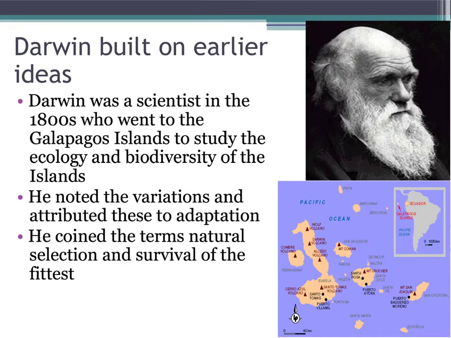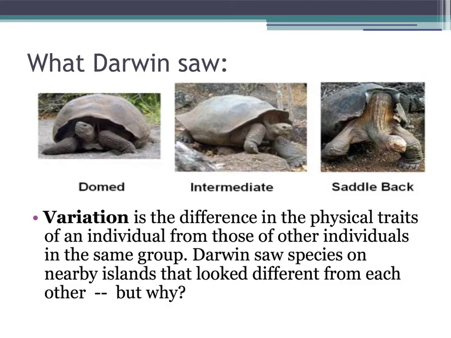That's crazy. So when he went there, he said, hey, things look different here than they do in England. Specifically, some of the animals do. Some birds look different. What's that about? And he's the one that coined the term natural selection and survival of the fittest, which we'll get into even more. So Darwin noticed something about birds. He also noticed something about turtles.